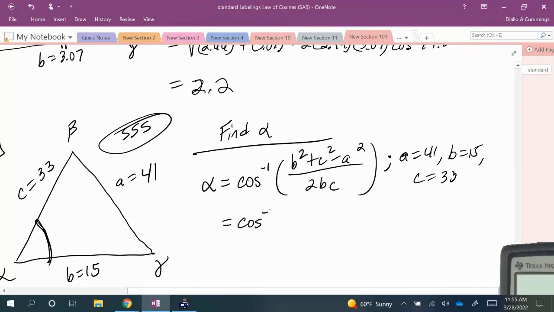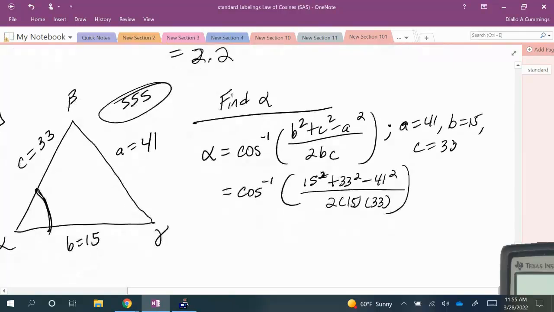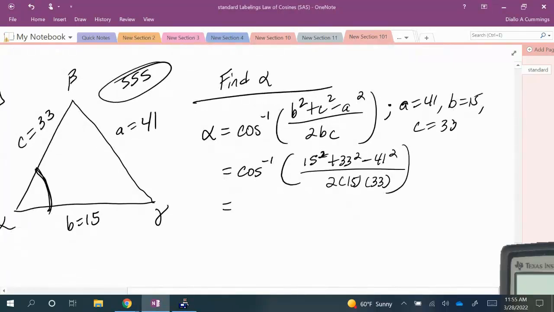Right, so this is equal to the arc cosine of 15 squared plus 33 squared minus 41 squared divided by 2 times 15 times 33. All right. And we're going to put this into the calculator.